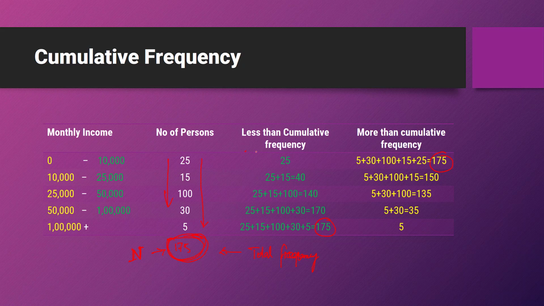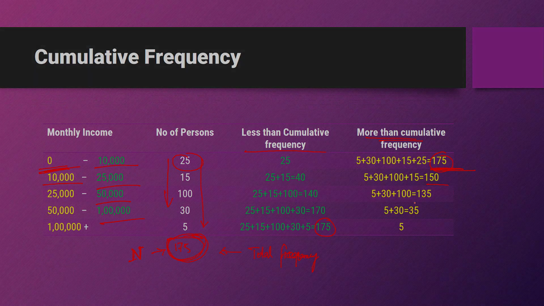So what does less than cumulative frequency give? How many items have frequency less than this value. What is more than frequency? The number of people who reported greater than this lower limit. That means in this example, how many people have income greater than 0? All of them. How many have greater than 10,000? Except this 25, right? So 150. That's how we calculate cumulative frequency.